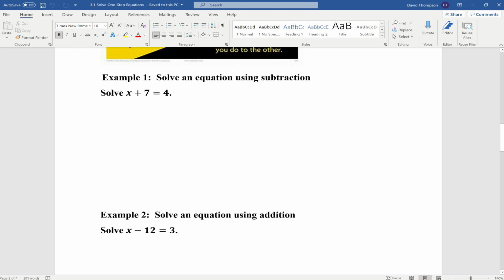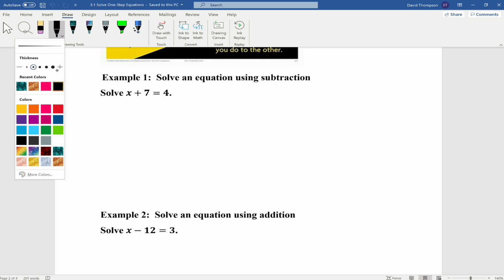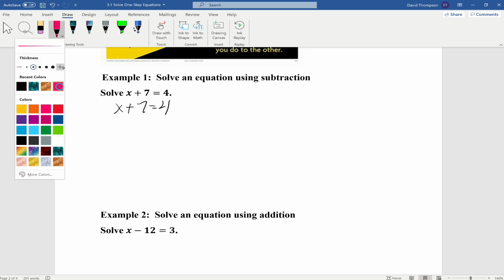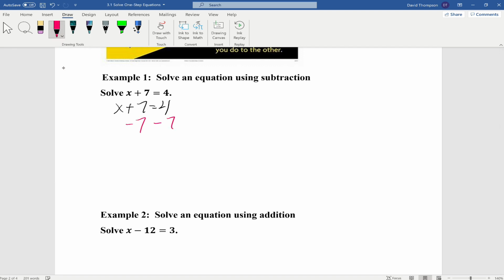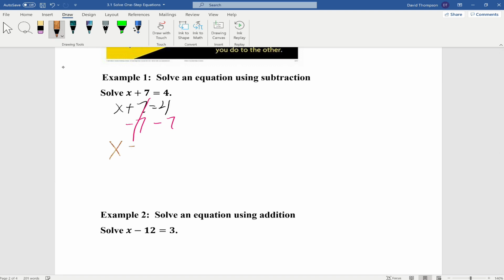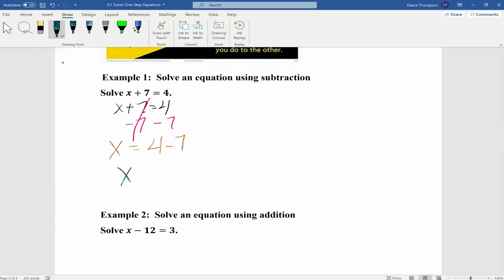Example 1. Solve an equation using subtraction. Solve x plus 7 equals 4. First thing we're going to do is just rewrite the equation. So we have x plus 7 equals 4. Next, we're going to subtract 7 from both sides. This 7 cancels out. So we're left with x equals 4 minus 7, which is negative 3.